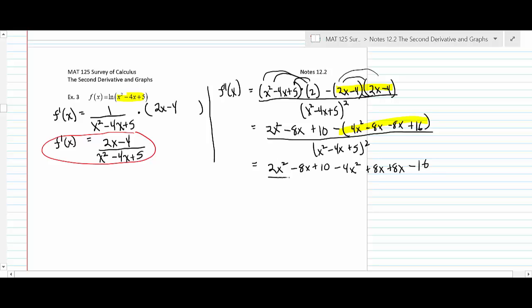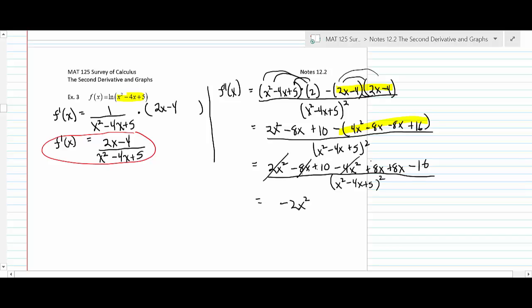It doesn't make any difference. And then I got all over the bottom square. Okay, so let's see what this leads us to then. It looks like we have several like terms we can put together. So I've got 2 minus 4 would be negative 2x squared.